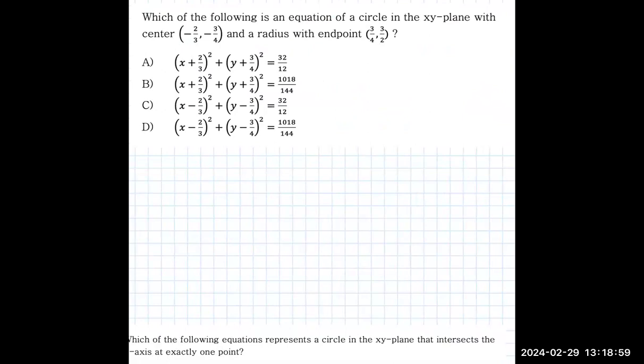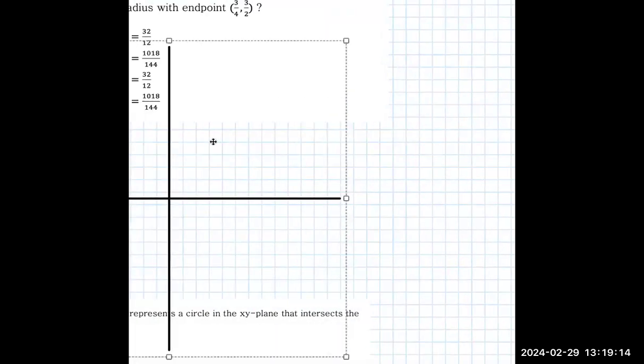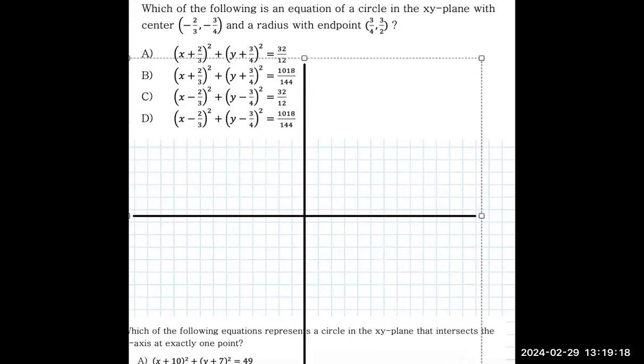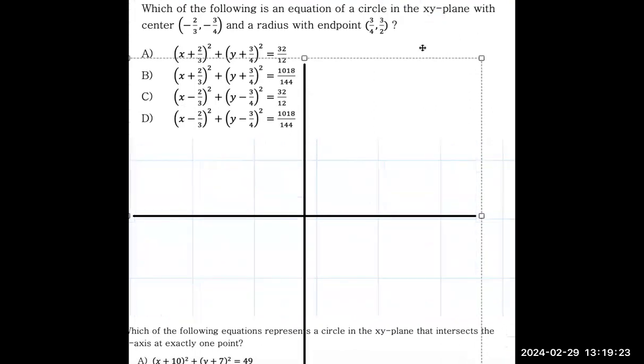Here we're talking about a circle with a center at -2/3, -3/4, with an endpoint of 3/4 and 3/2. So a lot of fractions going on, a lot of fractional fun here. Let's just imagine an XY axis where we have points like that. And let's actually change the scale of our graph paper so this can be a little easier to see.